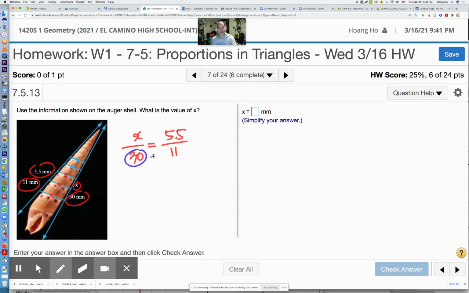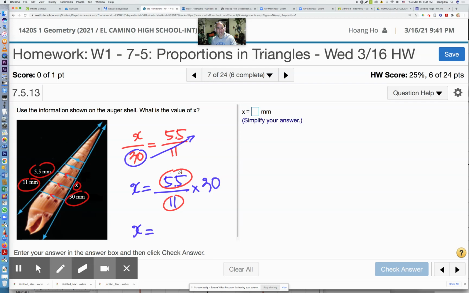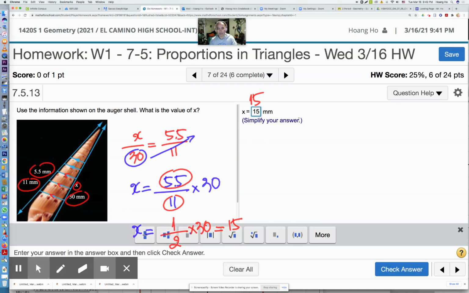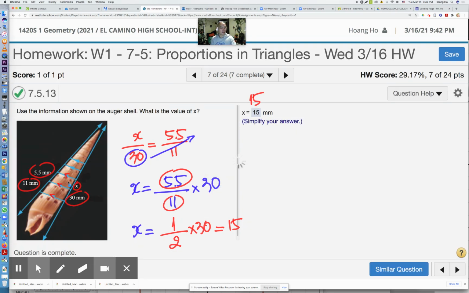I will cross 30 to the other side. So I got x equal 5.5 over 11 times 30. Okay, so simplify 5.5 and 11. 11 is double 5.5, so I got 1 over 2 over here times 30. So it comes out 15. Okay. So x equals 15 millimeters. That seashell is beautiful. Is that magic?